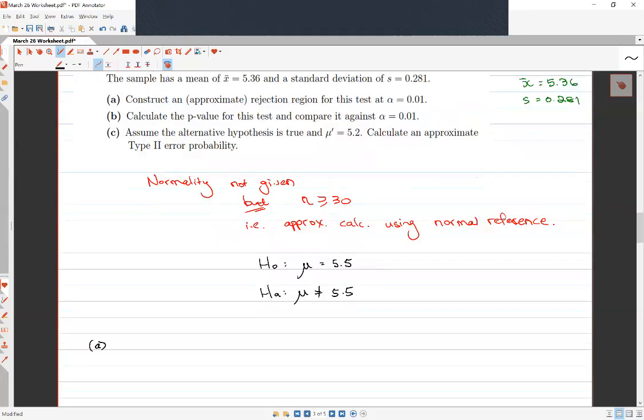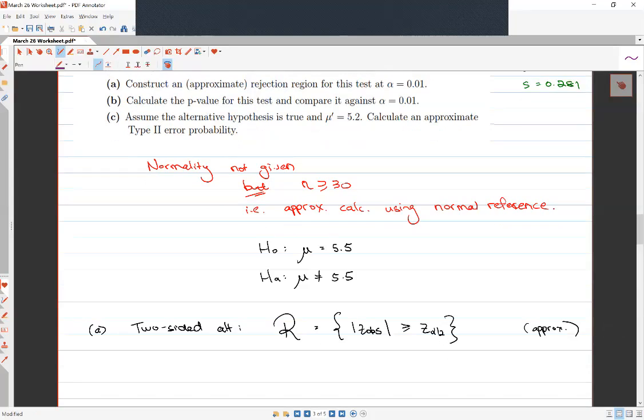So in this instance, when we now get asked for a rejection region, we know because we're dealing with a two-sided alternative, our rejection region is defined to be any time the absolute value of z observed is greater than or equal to z of alpha over 2. Now, this is an approximate rejection region. It's what we would use to reach a conclusion, but it's not exact because we don't know what the underlying distribution is exactly.